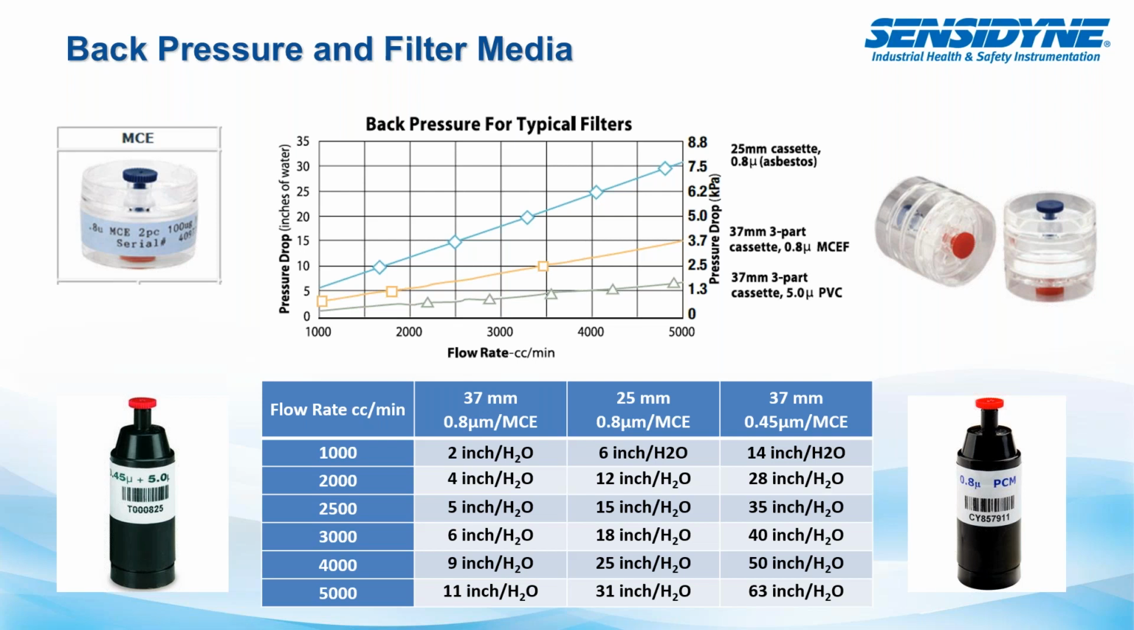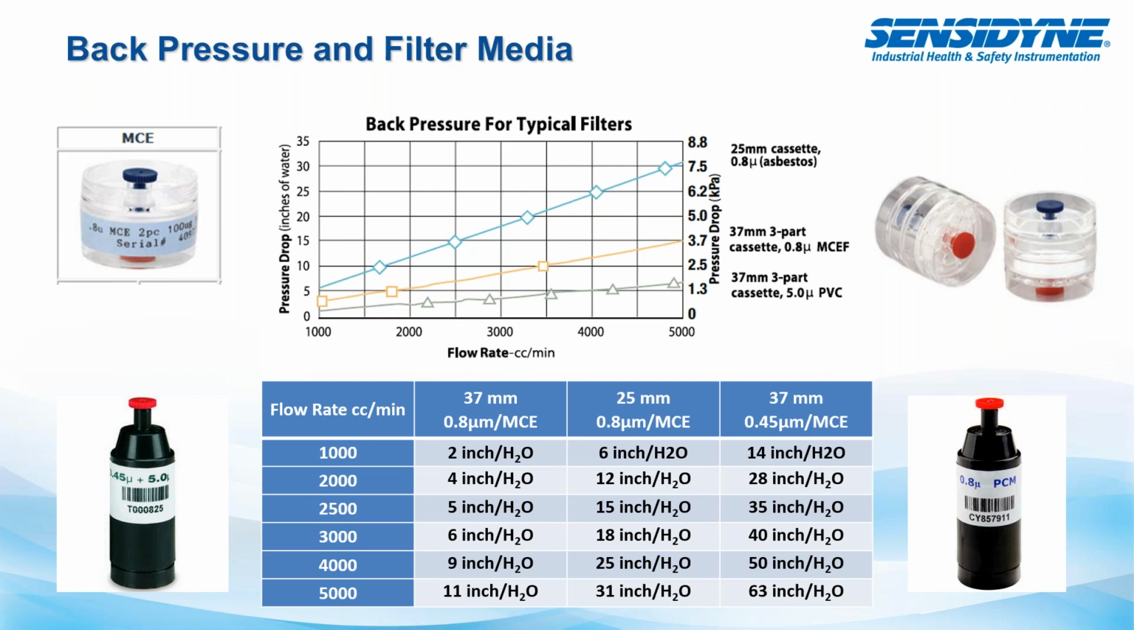So in the top graph, you can see a very common cassette used is a 37 millimeter 3-part 5 micron PVC cassette. This is used for lots of applications. There's very little resistance created by that. So you can see as it moves from 1 liter per minute all the way up to 5 liters per minute, the back pressure goes from around 1 inch of water to maybe 6 inches of water.